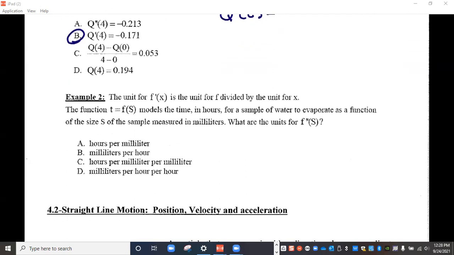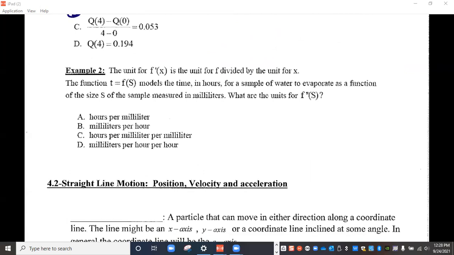So when you take a look at example 2, again, when we talk about the units for f prime of x, it's the unit for f divided by the unit for x. Like I just mentioned, it's the units of your dependent variable divided by the units of your independent variable. So remember, when we talk about f prime of s or f prime of x, it's the change in y over the change in s, whatever your independent variable is. In this example, they're giving you a function t equal to f of s. So again, my numerator is going to be my change in t over my change in s.